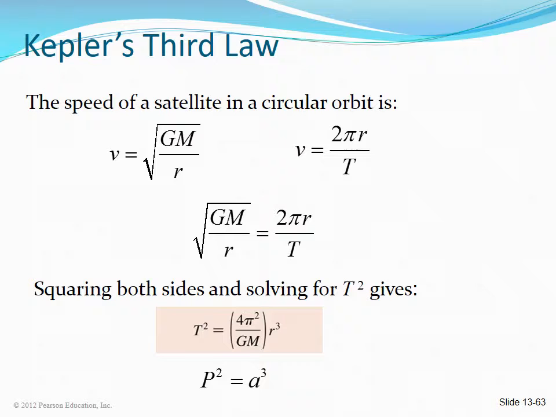Equating these two definitions, squaring both sides, and solving for T squared gives a general statement of Kepler's third law, where the period squared is proportional to the radius of the orbit cubed. If we use units of years and astronomical units, we get exactly Kepler's third law. All of Kepler's laws can be derived from Newton's law of gravitation.